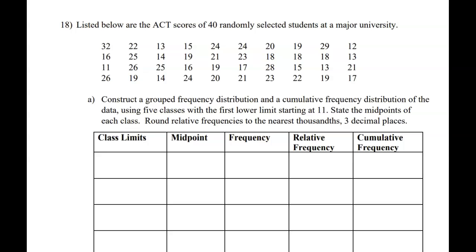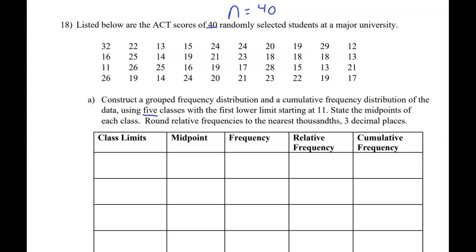Let's look at this question where it says listed below are the ACT scores of 40 randomly selected students at a major university. So first of all, we know that our N is equal to 40. We want to construct a grouped frequency distribution and a cumulative frequency distribution. So that just means that we want to find our class limits, our midpoint, frequency, relative frequency, and cumulative frequency of this data using 5 classes. So we have raw data here, and we want to find 5 classes.